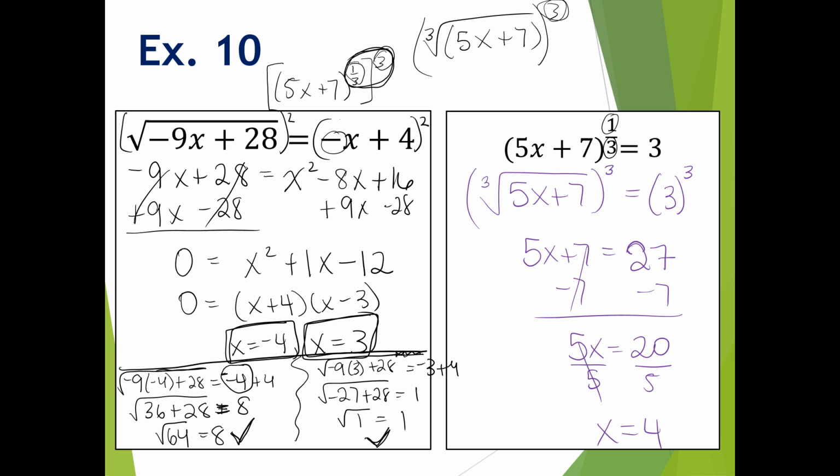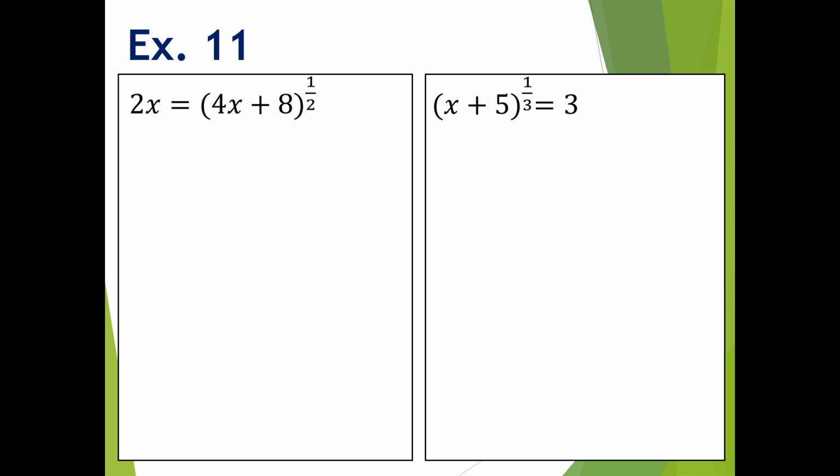So again, this looked a little weird because it had a fractional exponent, but you treat it the exact same way as a radical, because we know fractional exponents are just another way to write a radical. Okay, so -4 and 3 were our answers over there, and then x equals 4 was our answer here. Okay, we're almost done. We only have a few left.